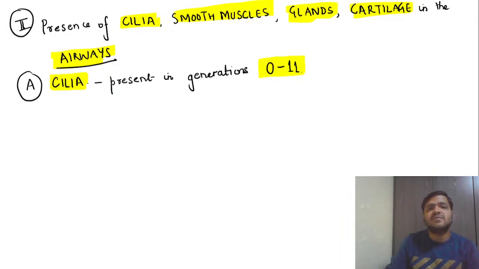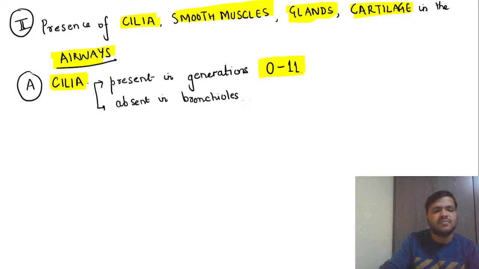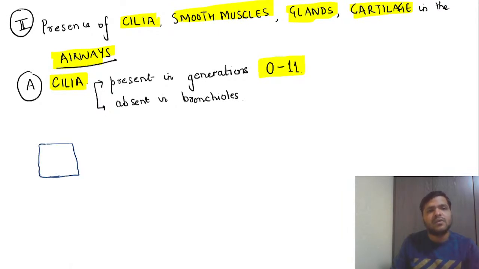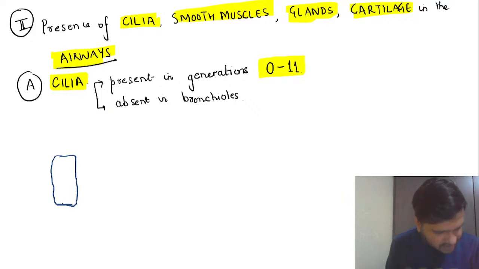So cilia is present in the generations 0 to 11. Write down, it is absent in bronchioles. Now, for example, if I take this particular cell, I'll just draw it nicely. Can anyone tell me the name of the cell according to the shape?